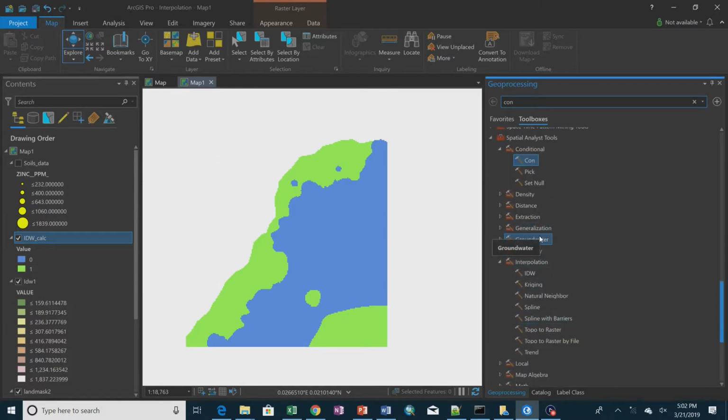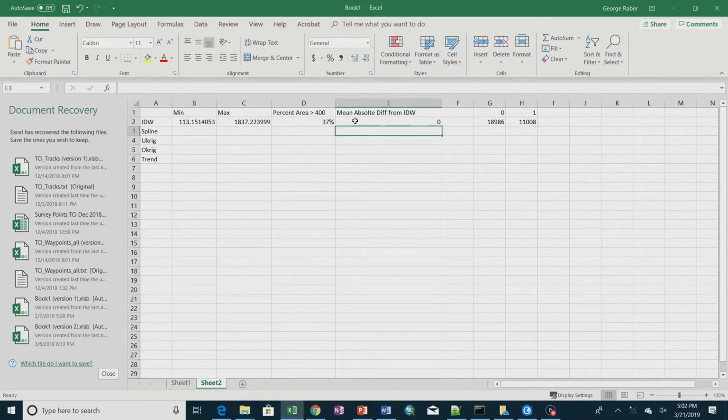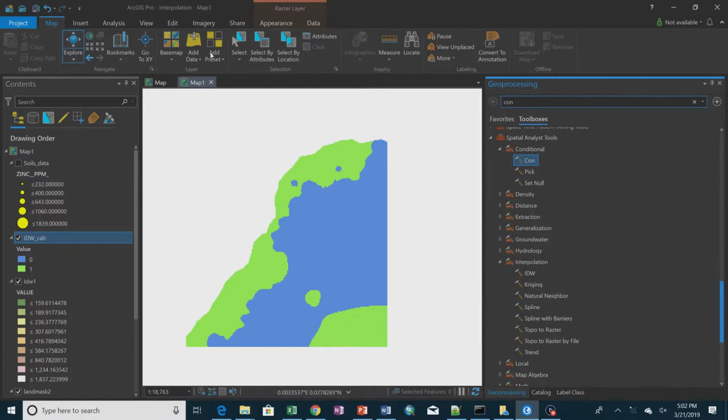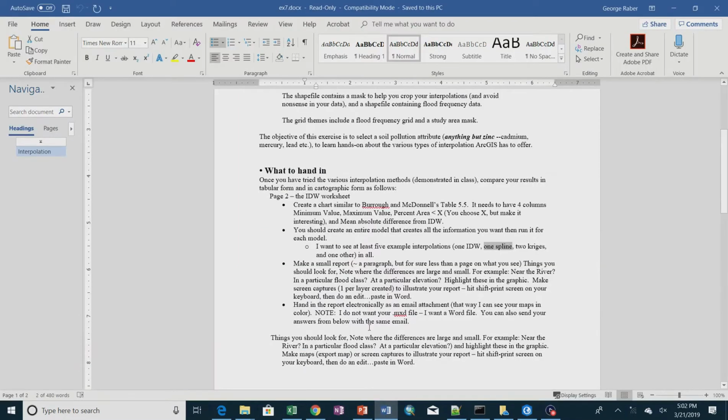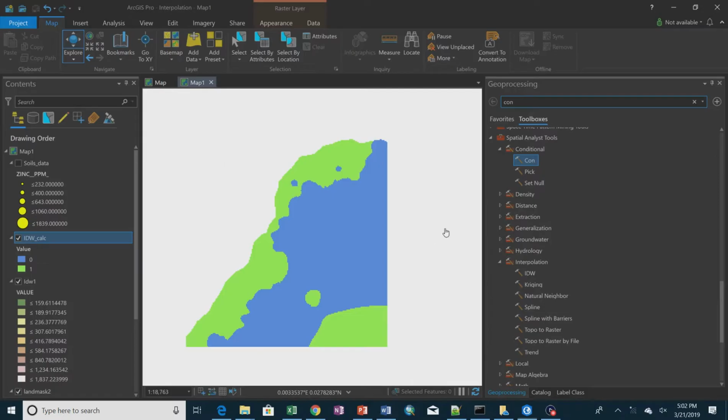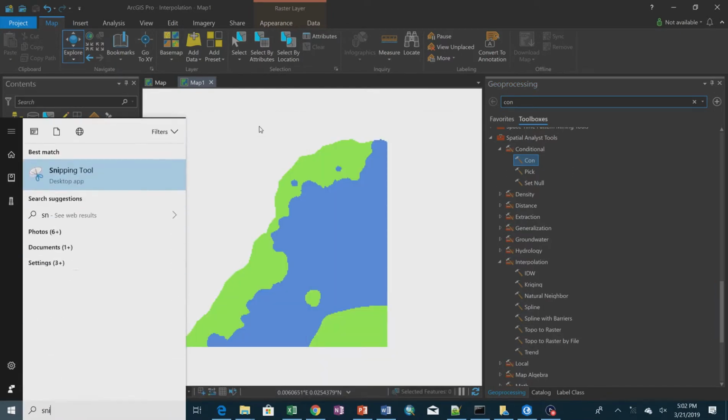This is all that I'm requesting in a short report. Well, actually, I do also have you turn in a map. So make a small report. Make screen captures, one per layer created, to illustrate and highlight these in the graphic. What I'm telling you to do is to use the snipping tool. Everybody know how to use the snipping tool or not? You hit the Windows button, type in snipping. You can just cut and paste this into Word.